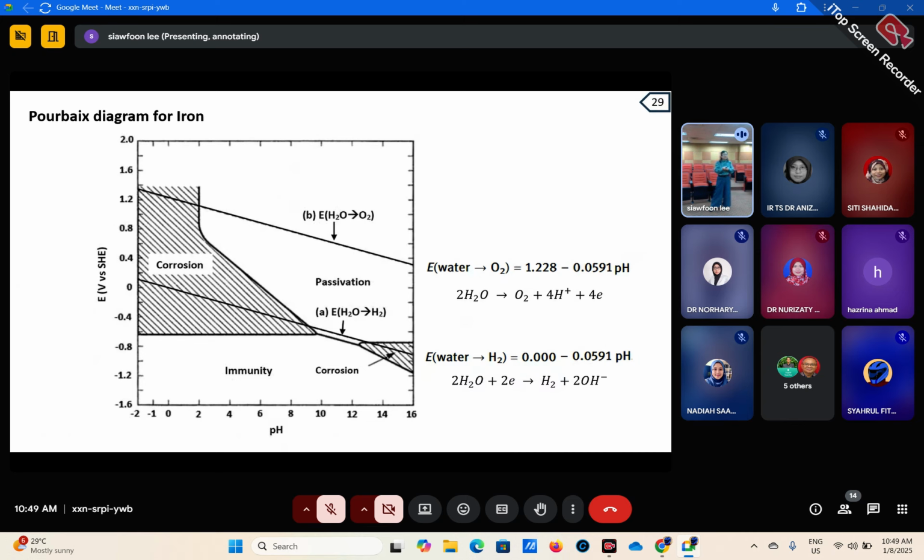So this diagram is very important for whoever studies the corrosion of metals. They usually have to refer to this diagram. Of course, the diagram I show you here is for iron, but if you study something like magnesium, then you have to look for the Pourbaix diagram for magnesium to see the relation between the potential you are going to apply and the pH.